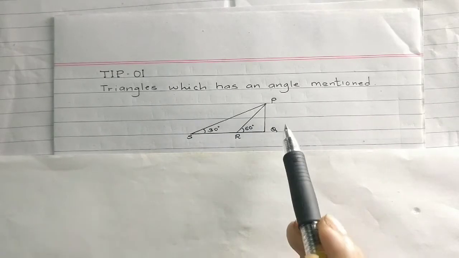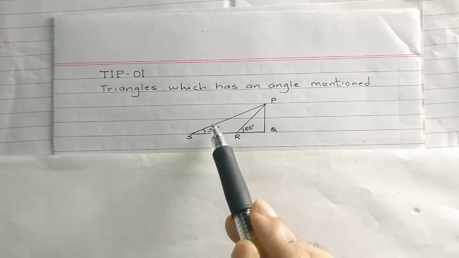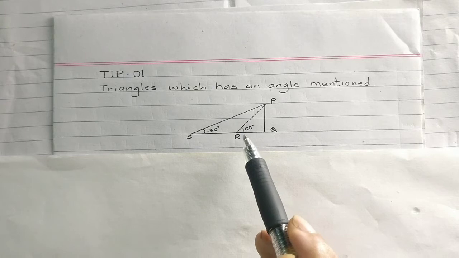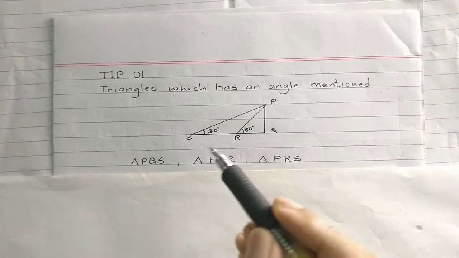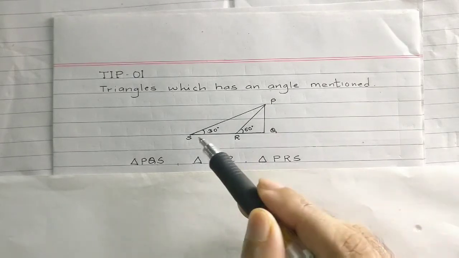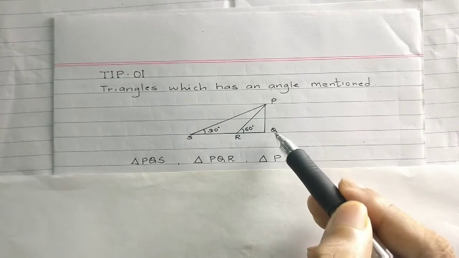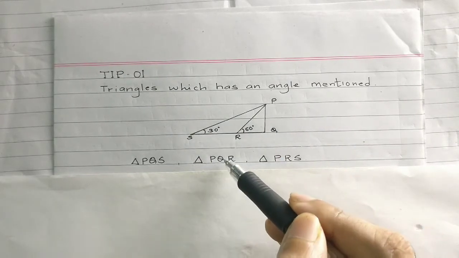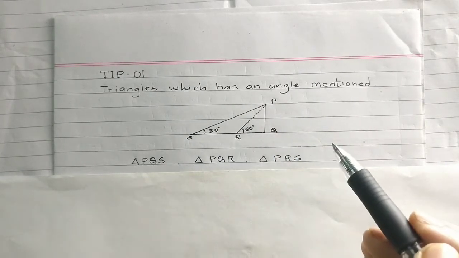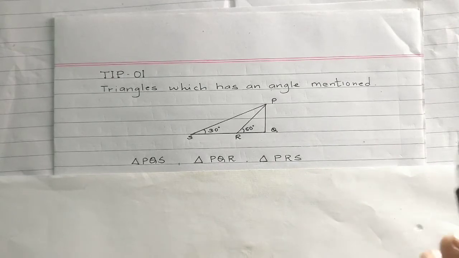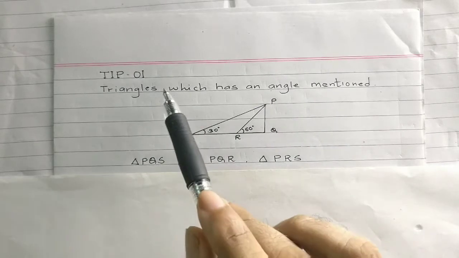So over here I have triangle PQS. In that one angle is 30, the other one is 60. So which are the angles that are visible? Triangles that are visible. So the triangles are PQS, which has an angle 30, then triangle PQR, which has an angle 60, and triangle PRS, which has an angle 30 again. So here first tip is choose that triangle which has an angle mentioned.